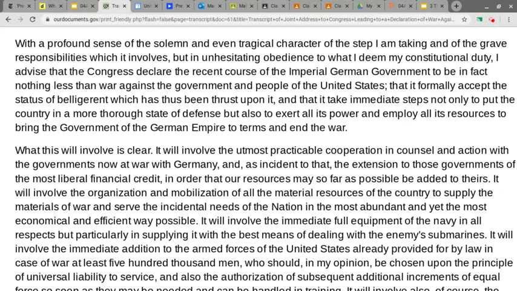When he says belligerent, basically that just means enemy. If you're belligerent, that means you're not cooperating. So when he says the status of belligerent, which has thus been thrust upon us, he's saying Germany didn't give us a choice.